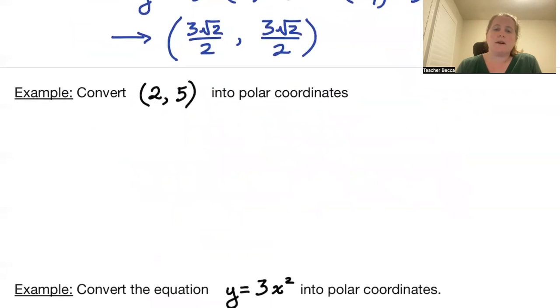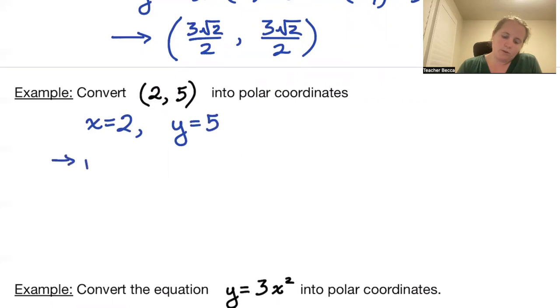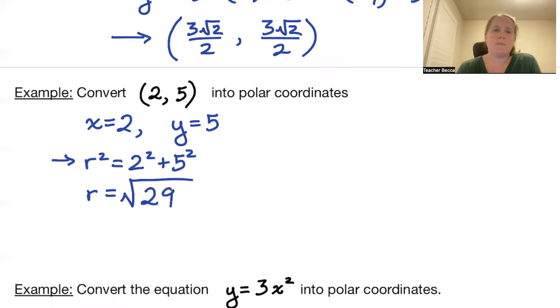Now let's go ahead and go the other direction. Let's convert the point (2,5) into polar coordinates. So for the point (2,5), we have x is equal to 2, y is equal to 5. So we know that r squared is 2 squared plus 5 squared. So r would be the square root of 4 plus 25, or the square root of 29.